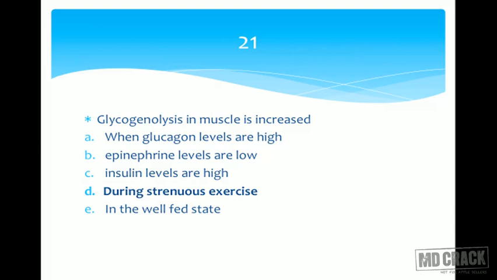During strenuous exercise, yes, glycogenolysis has to occur to provide glucose 6-phosphate, which will enter into glycolysis and give energy to the muscle. In the well-fed state, again the same, insulin levels are high, so glycogen has to be synthesized. Glycogenesis will be taking place. So let us go to the next question.